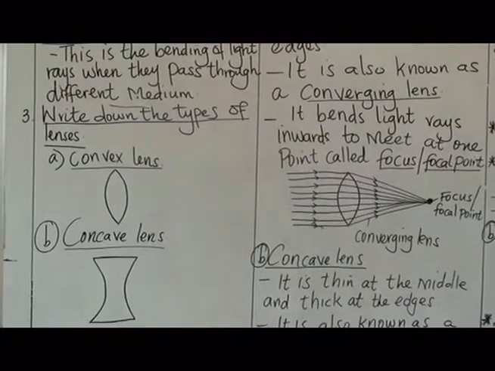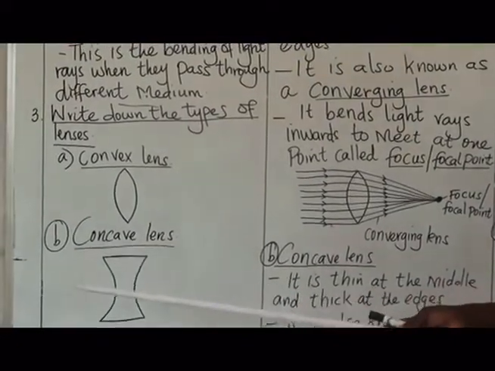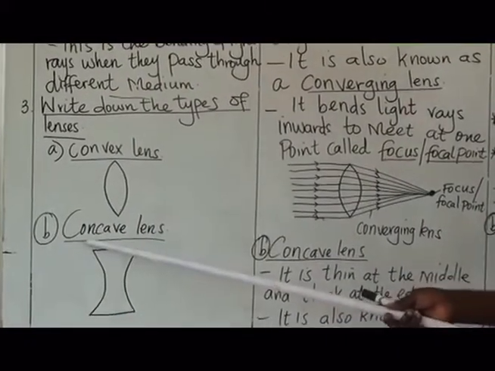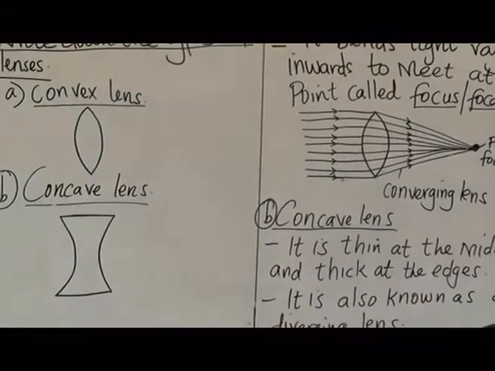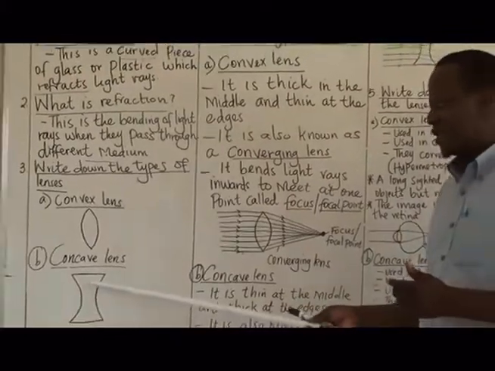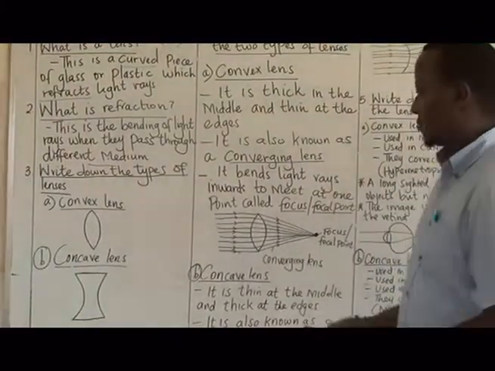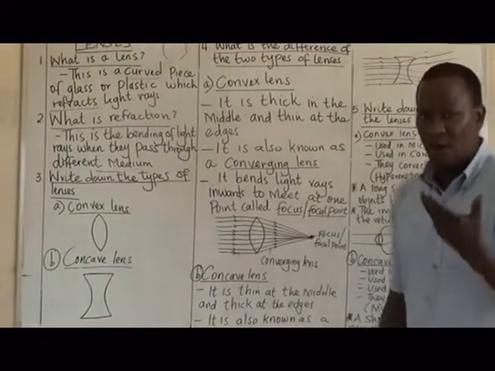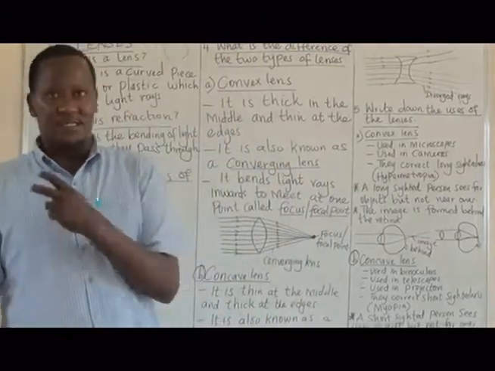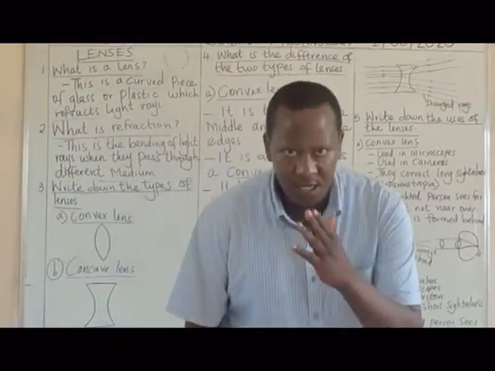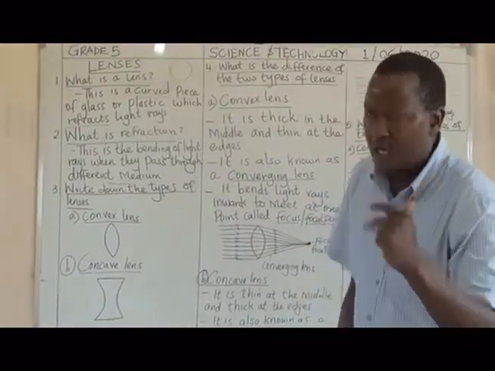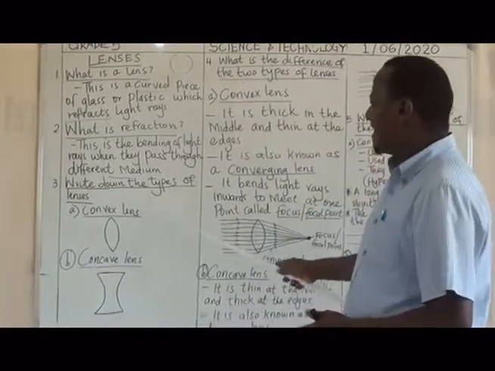The second type of lenses that we have, together, we read it: concave lens. Again, concave lens. A concave lens also has a diagram that represents what we call a concave lens. So we understand that we only have two types of lenses. One, convex lens. Two, concave lens. Now, what is the difference?